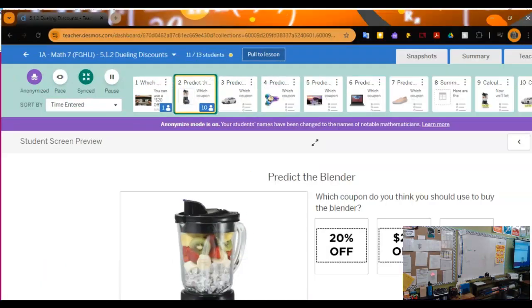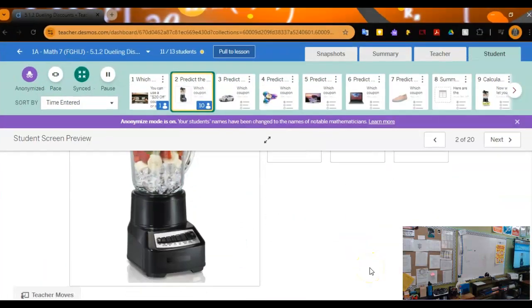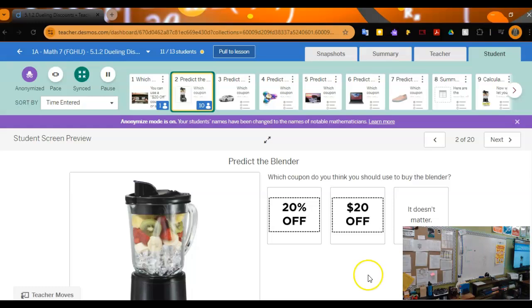We're going to buy a blender. Which coupon do you want to use? 20% or $20? Talk with the person that you are sitting near.